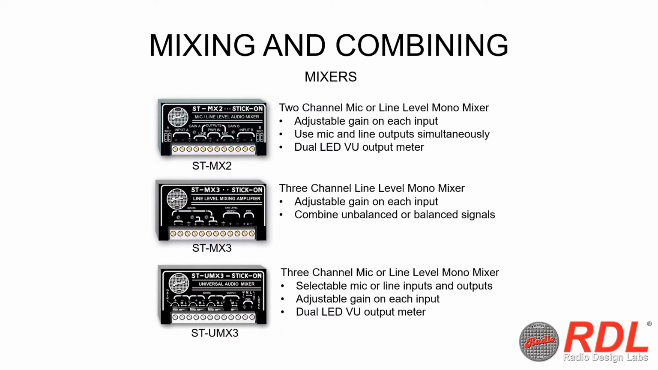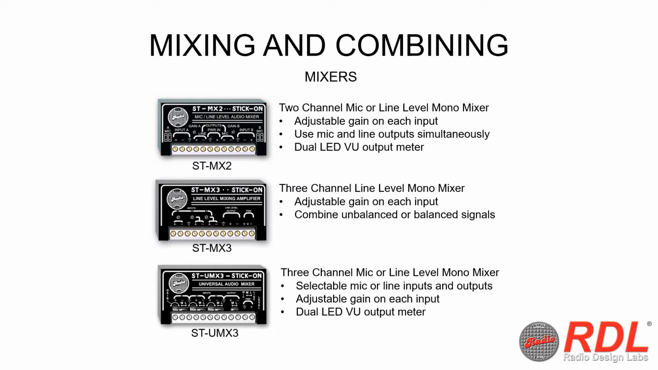Here are 3 mixers from our small stick-on series. The ST-MX2 is a 2-channel mic or line level mono mixer. It has adjustable gain on each input. You can use both mic and line output simultaneously, and it has a dual LED view output meter. The ST-MX3 is a 3-channel line level mono mixer. It has adjustable gain on each input, and you can use it to combine unbalanced or balanced signals.